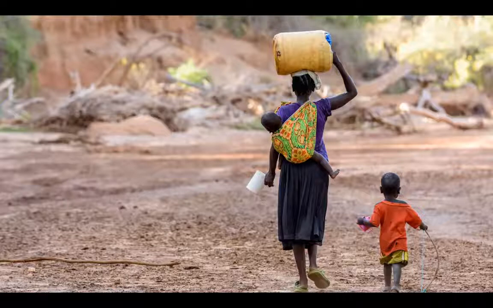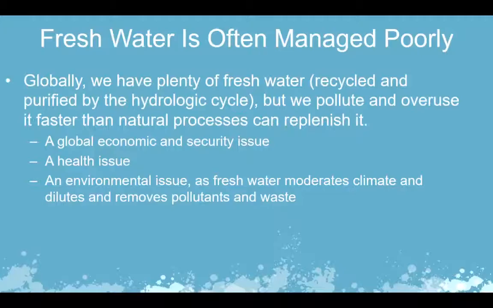So, access is an issue. We don't all have the same access to water. Globally, we have plenty of fresh water, recycled, purified by the water cycle, but we often pollute and overuse it faster than natural processes can replenish it. And this is becoming a global economic and security issue, a health issue, and an environmental issue, as fresh water moderates climate and dilutes and removes pollutants and waste.